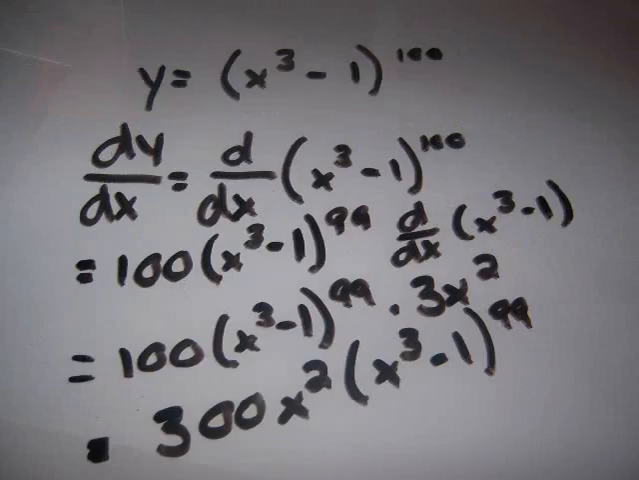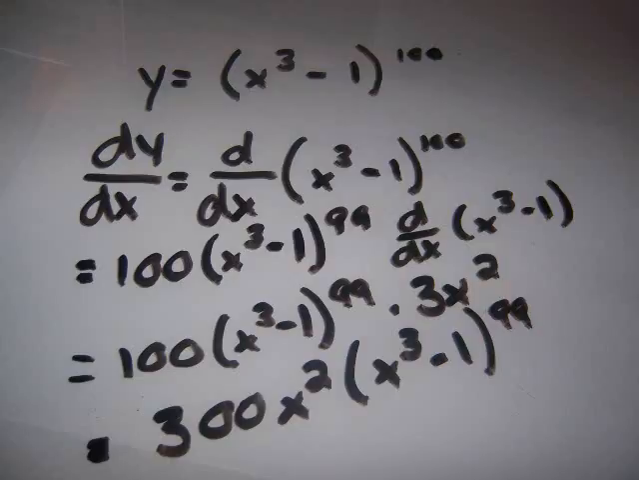Now we will differentiate the function y is equal to x cubed minus 1 to the 100th power. Taking u is equal to g of x, which is equal to x cubed minus 1, and n is equal to 100, we have dy over dx is equal to the derivative of x cubed minus 1 to the 100th power. This equals 100 times x cubed minus 1 to the 99th power times the derivative of x cubed minus 1.